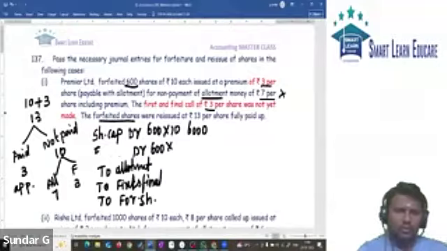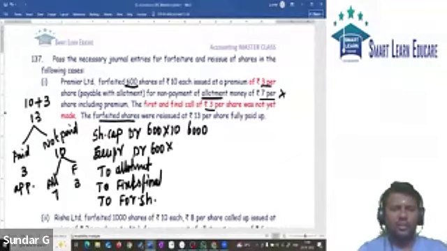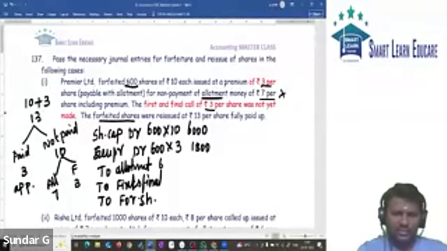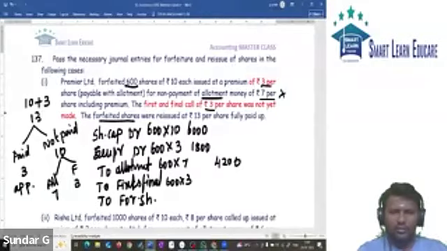forfeited shares to securities premium, to share allotment and first call, to forfeited share. 600 shares into 3, it is 1800. To share allotment, 600 shares into what is the price for allotment? 7. 600 into 7, 4200. Next, first call 600 into 3 will give you 1800. To forfeited share 600 into 3 will give you 1800.